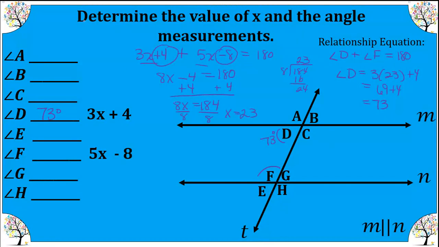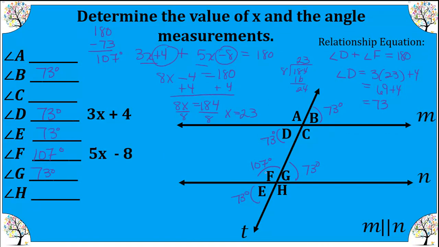Let's find what F is. They're supplementary, so I'm going to subtract from 180. 107. So D is vertical to B. B is corresponding to G. G is vertical to E. So B is 73, G is 73, and E is 73 degrees.